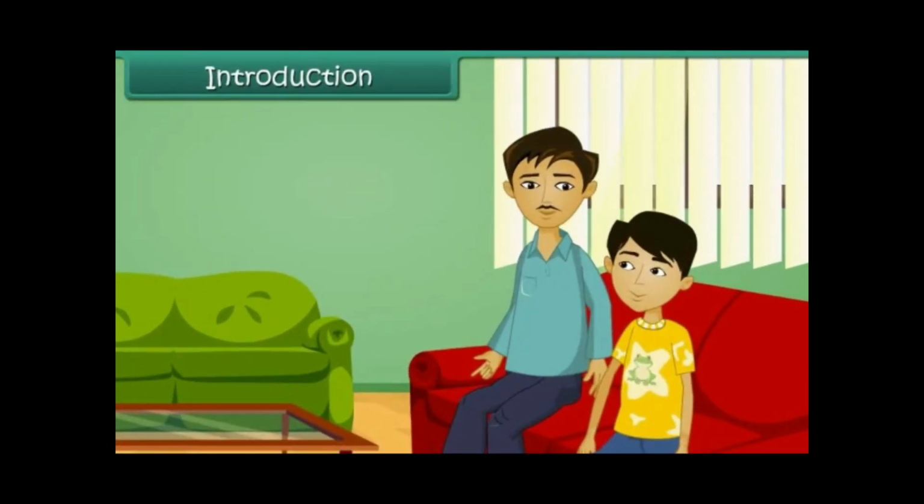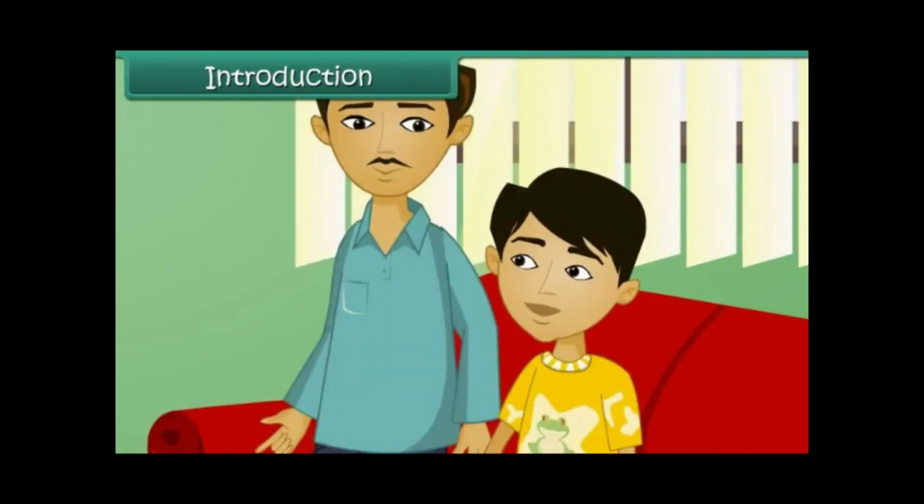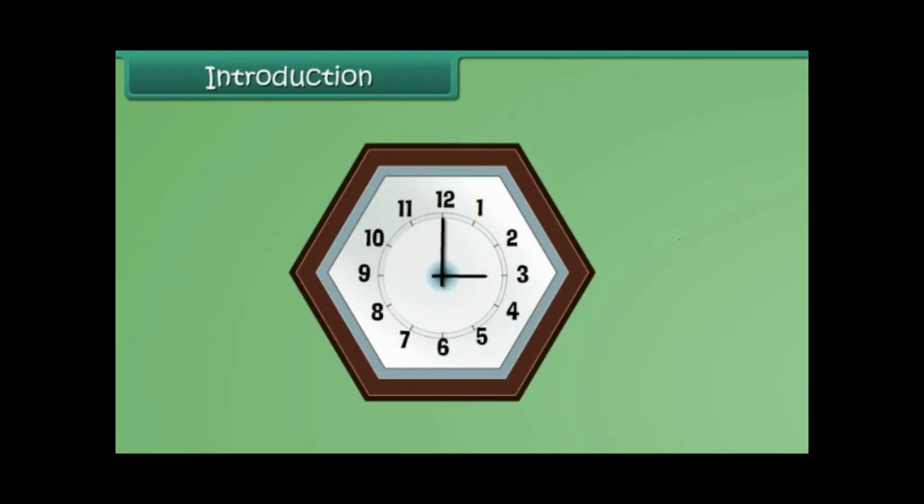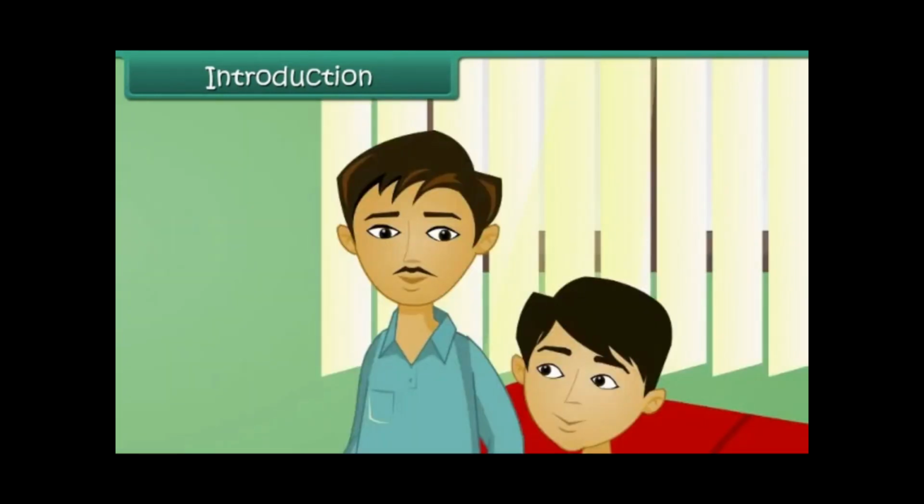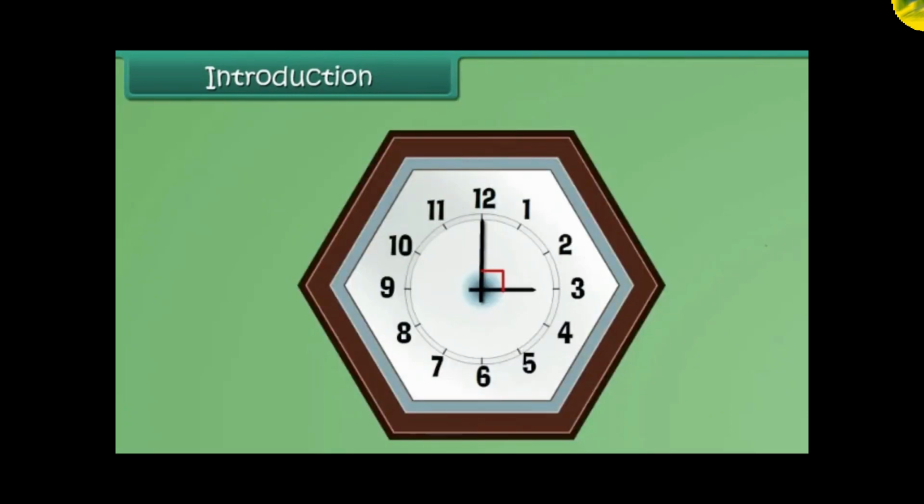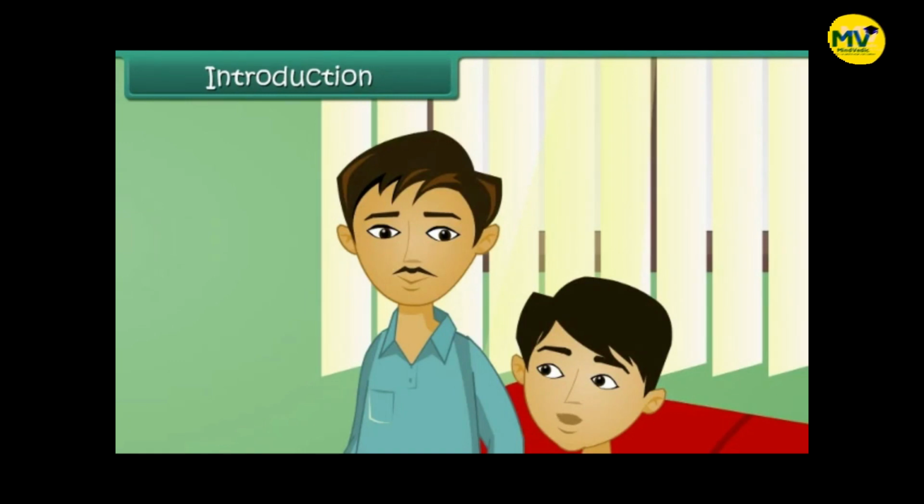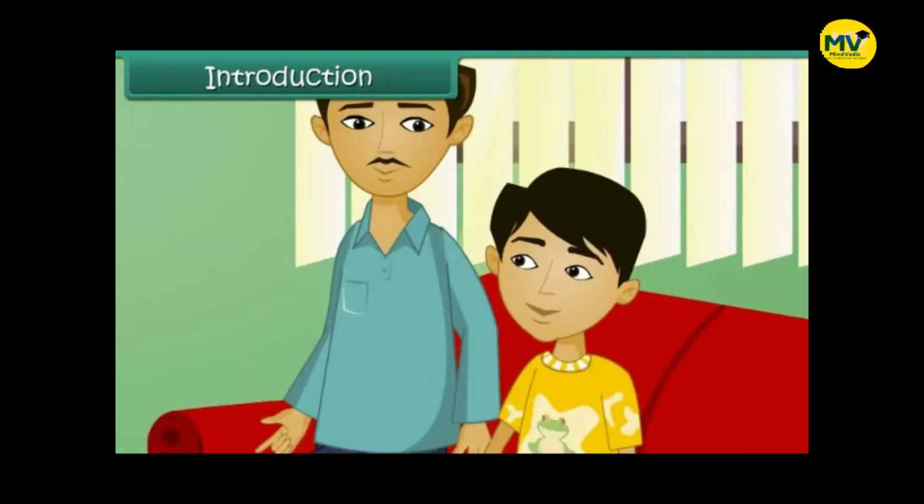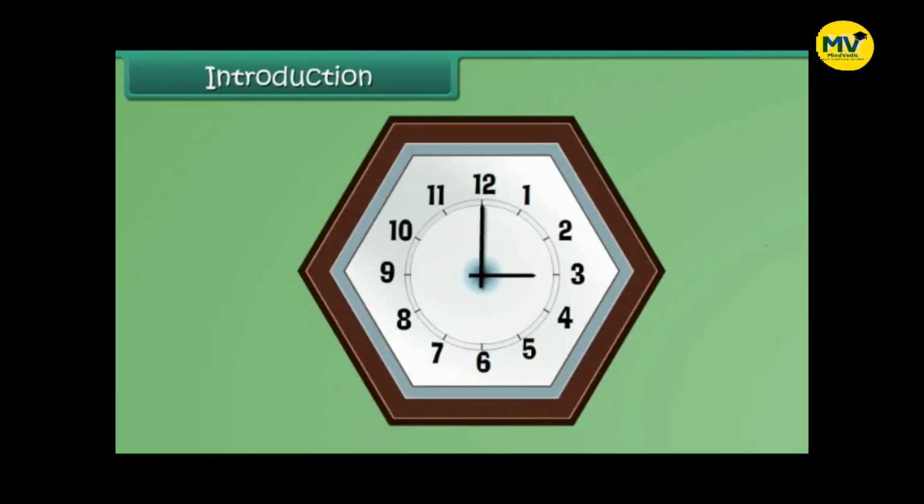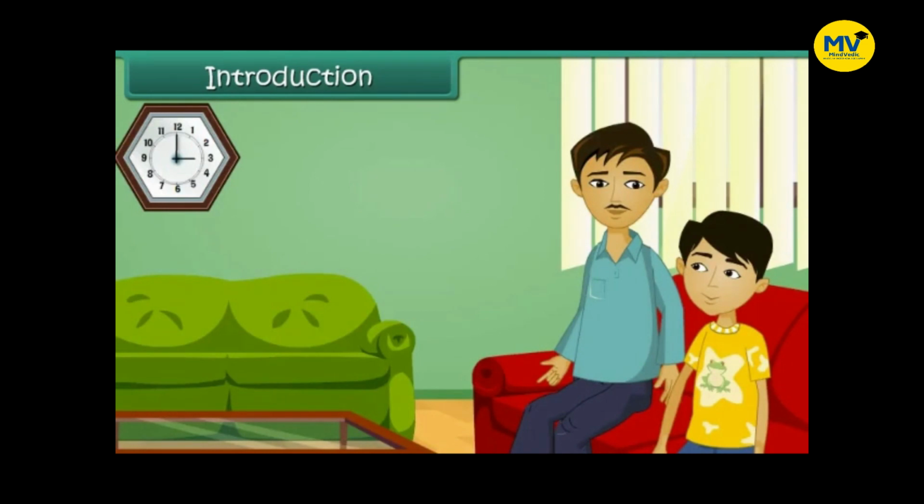Why are you looking at the clock, Vijay? I am trying to make out the angle made by the hands of the clock, uncle. I see. So what angle do they make, Vijay? They make a right angle, uncle. Great. Can you also comment on the shape of the clock, Vijay? Sure. The clock has 6 sides and it's a hexagon. Wonderful, Vijay. You have learnt your geometry well.